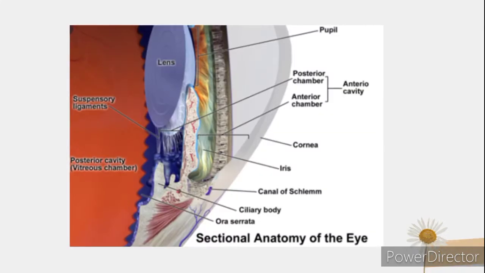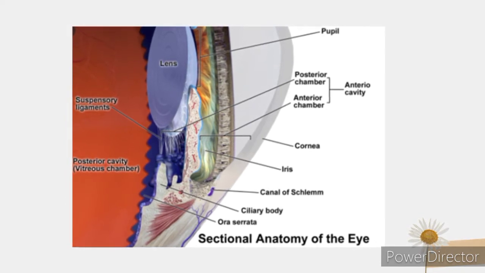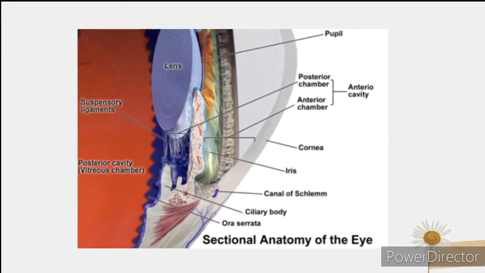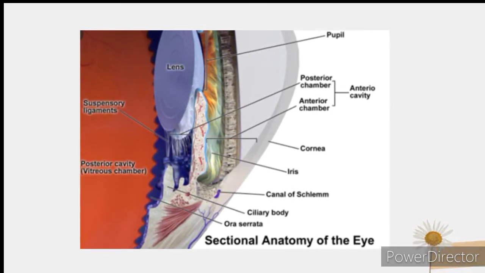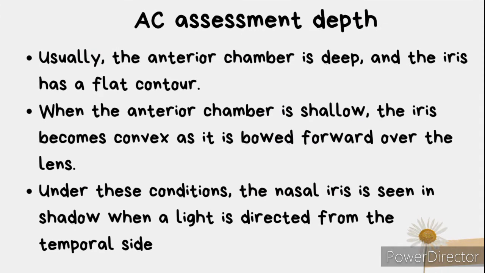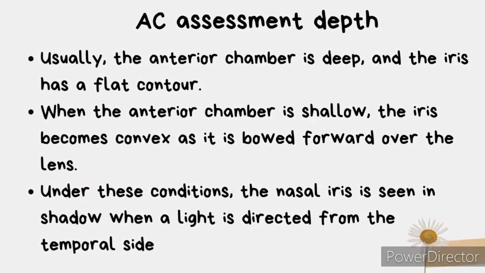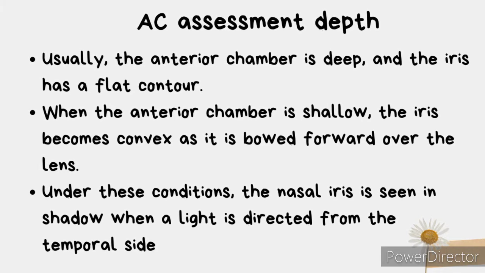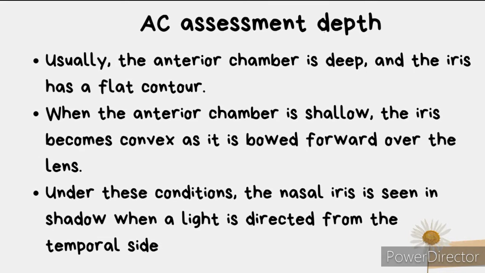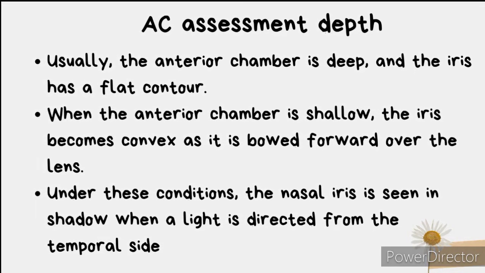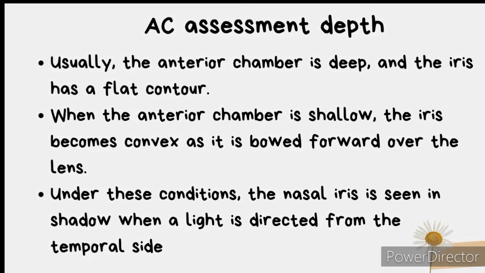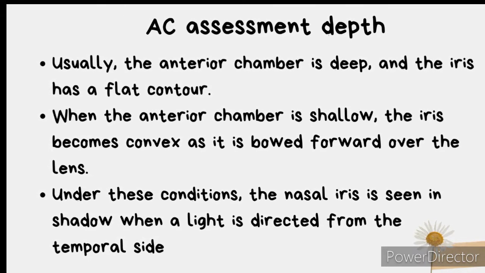Before everything else, we will try to identify the anatomy of your anterior chamber. The anterior chamber is located between the cornea and the iris. Usually, the anterior chamber is deep and the iris has a flat contour. When the anterior chamber is shallow, the iris becomes convex as it is bowed forward over the lens. Under these conditions, the nasal iris is seen in shadow when a light is directed from the temporal side.